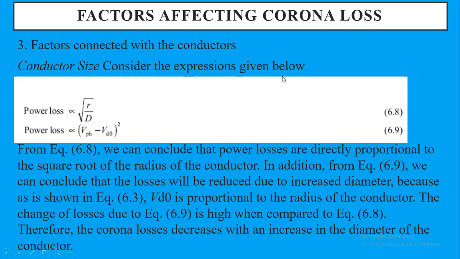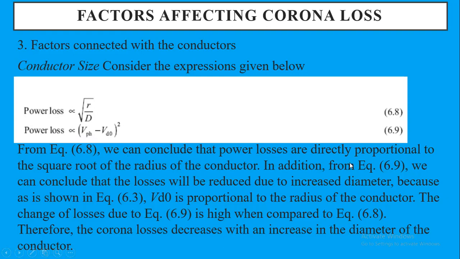So for conductor size, consider the expression given below. Power loss is directly proportional to the square root of the radius of the conductor divided by the separation distance of the conductor. That particular ratio, the square root of it, is directly proportional to the power loss. And power loss is directly proportional to the square of the difference of phase voltage minus the disruptive voltage, as given. Also, these are equations 6.8 and 6.9, which represent the factors affecting corona losses.